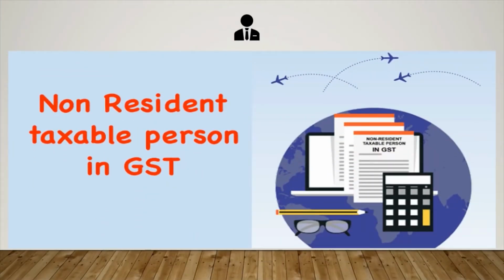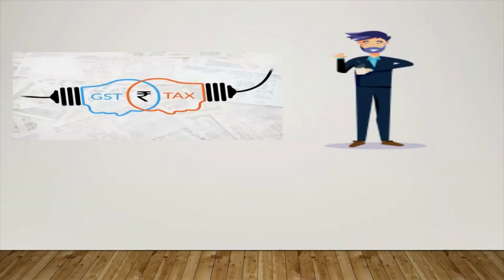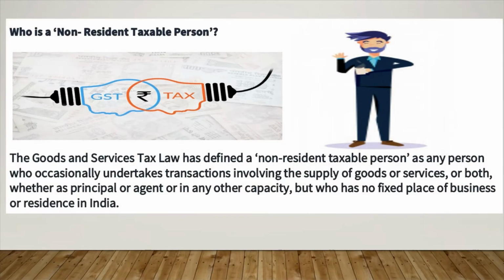Okay, so now moving on to the topic of non-resident taxable person in GST. This is a little different from casual taxable person. So now, who is a non-resident taxable person? As defined by law, any person who occasionally undertakes transactions involving supply of goods or services or both, whether as principal or agent or any other capacity, but who has no fixed place of business or residence in India, that is the country of his own origin.